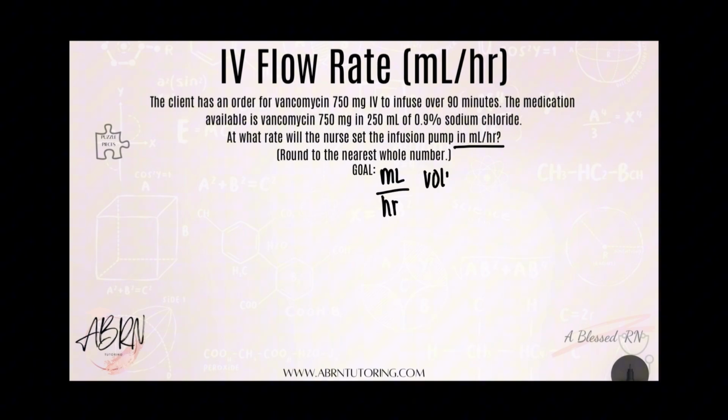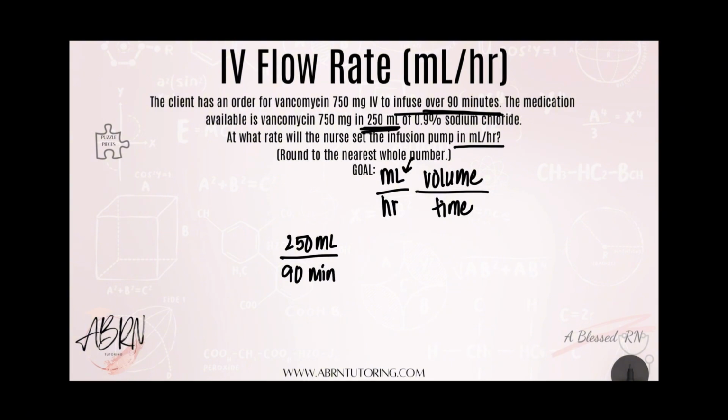So what is this asking us for? Milliliter per hour. That's volume over time. Volume is how much liquid. Time is how long do they want it to take that liquid to go into your patient. So without looking at anything else, how much volume did they tell us? 250 milliliters. And guess where we're going to put that? At the top, because that's where the goal tells us. Now, how long do they want it to take for that to go into your patient's veins? To infuse over 90 minutes. And we're going to put it over 90 minutes.